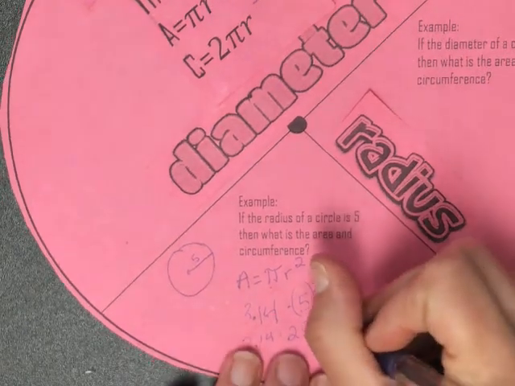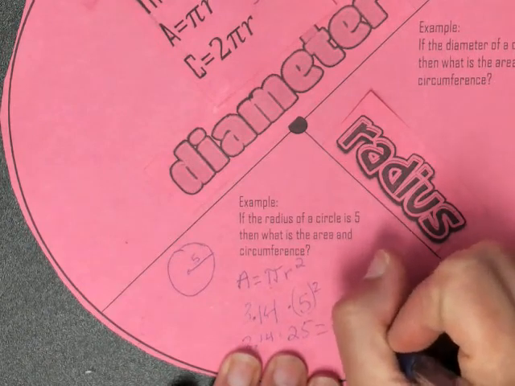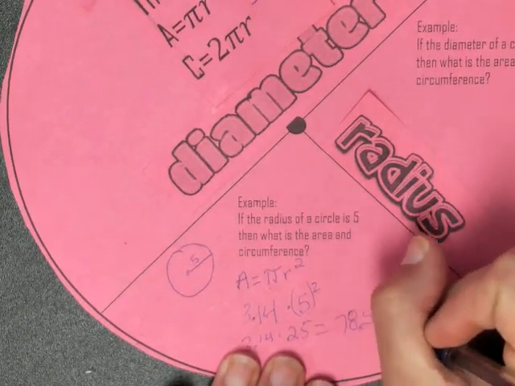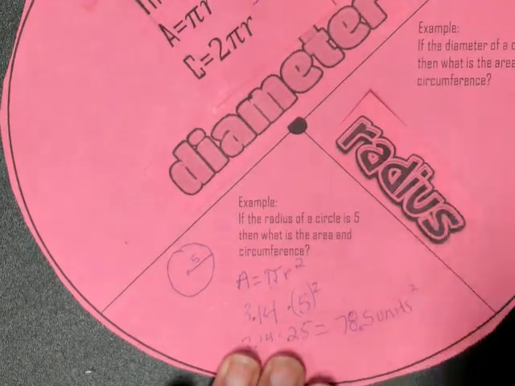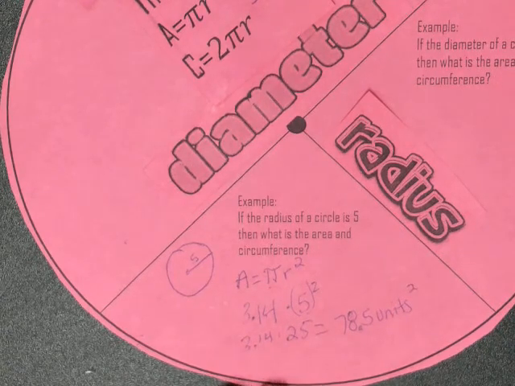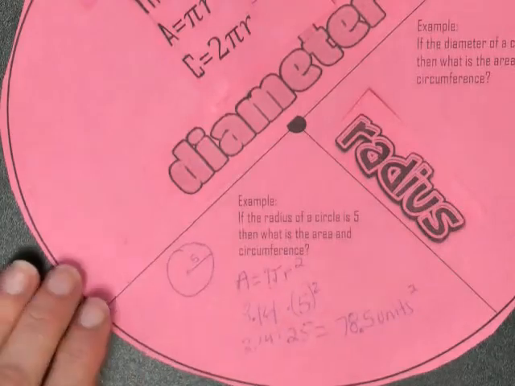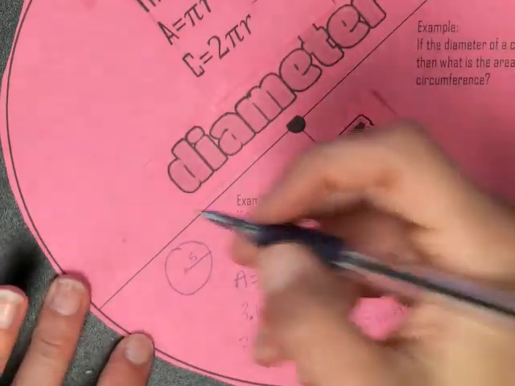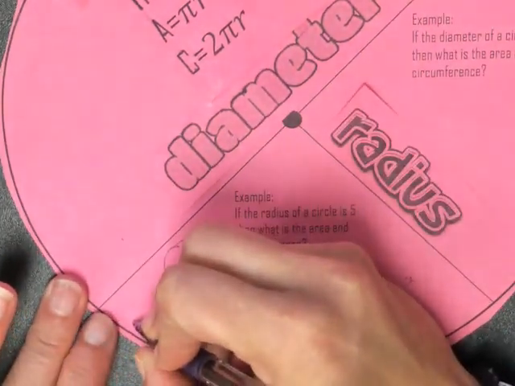And I got 78.5. It doesn't give me units, so I'm going to put units squared because we know that area is units squared. Now, circumference. I didn't leave a lot of room for that, so I'm going to put this over here.